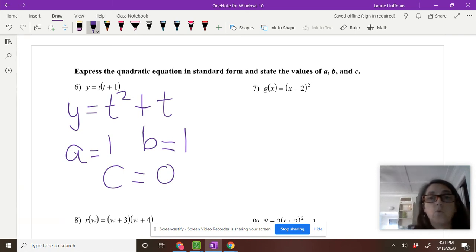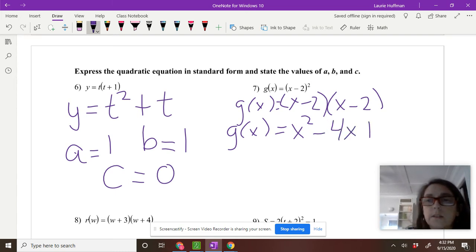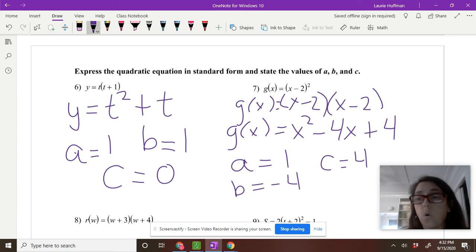Okay, for number 7, g of x, and I'm going to have to multiply this out. This is equal to x minus 2 times x minus 2. So g of x is x squared, and then I have minus 2x, which would give me minus 4x plus 4. So A is the coefficient on the x squared, B is the coefficient on the x term, and C is the constant. Now you have to include the negative. Don't say B is 4 because it's not. It's negative 4, and it makes a difference.